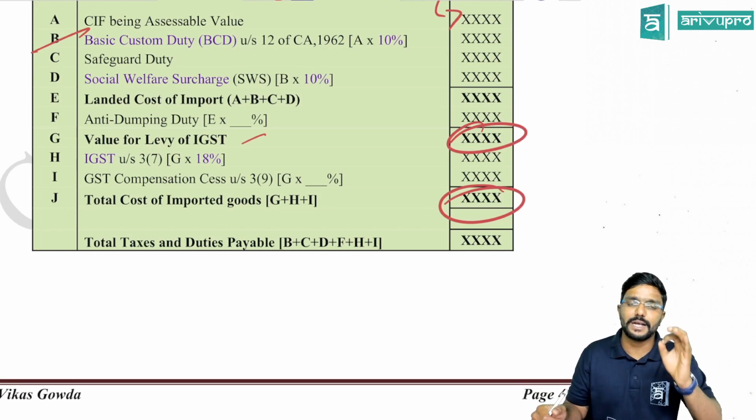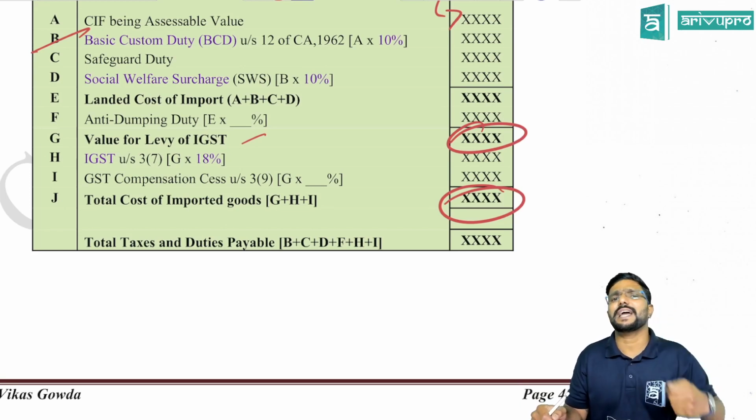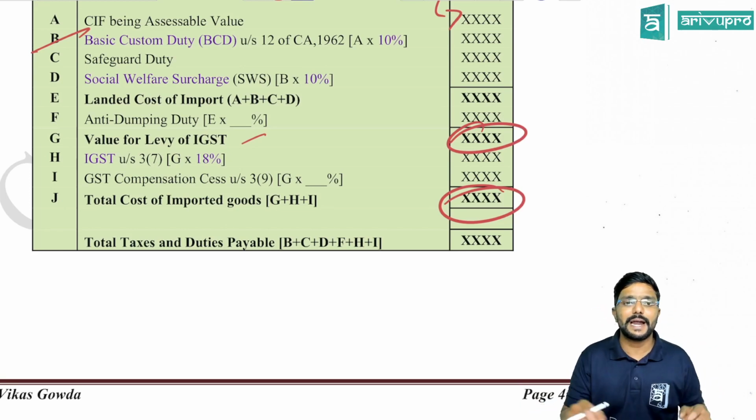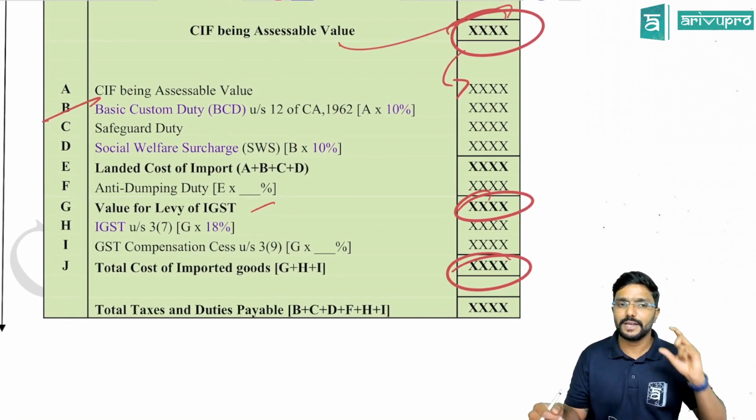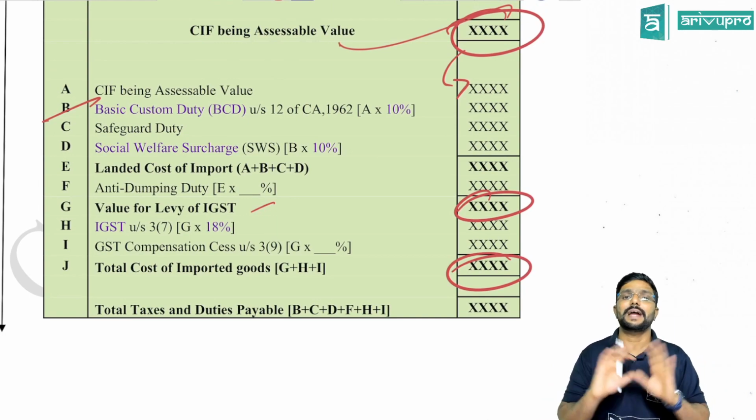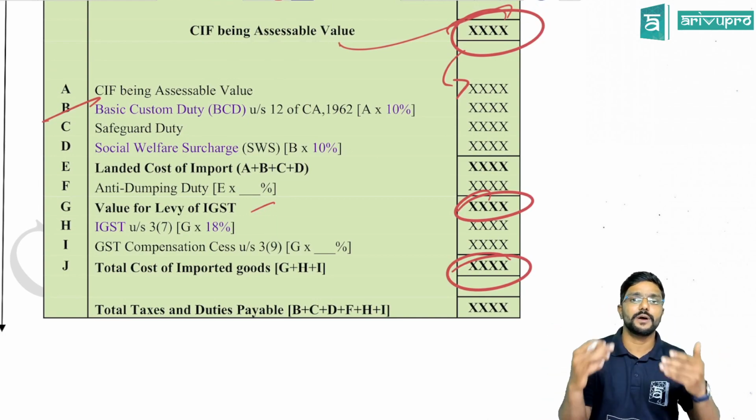If they have asked this, answer. If not, if they have asked what is the total tax or duties payable in India, then add up all the taxes, whatever we have calculated here, and that will be your answer. Whatever I have highlighted here in purple color is mandatory. Even though the question is silent, you have to still provide it.